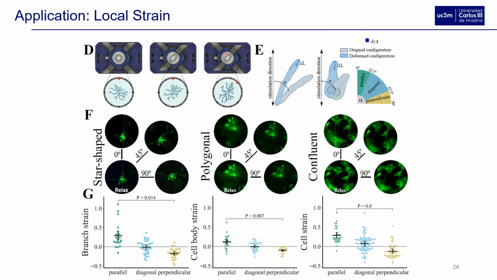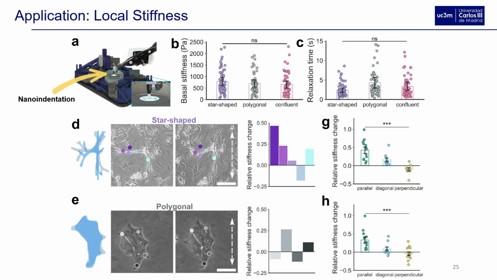So we measure local strain by seeding different types of astrocytes, and we measure the branch strain and cell body strain. This is unpublished work, I forgot to mention here in the slides. And we are even capable of generating the strain in several directions and seeing if there are differences between the orientation of the deformation.